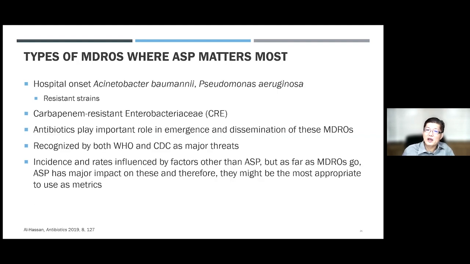The type of MDR where ASP matters most likely came from the pathogens that occur in the hospital, including the hospital-onset Acinetobacter, hospital-onset Pseudomonas aeruginosa, particularly the resistant ones. The CRE, where antibiotics may play an important role in the emergence of this pathogen, has been recognized as a threat by CDC and also WHO as well. The incidence and rate are influenced by other factors than ASP. But as far as MDR go, ASP has a major impact on these, and therefore they might be the most appropriate to use as a metric as well.